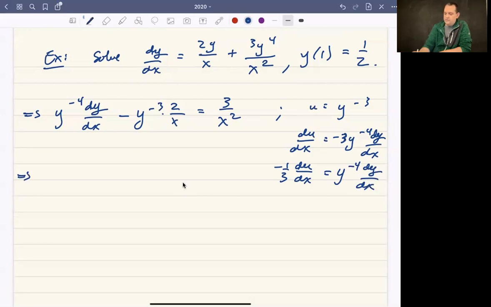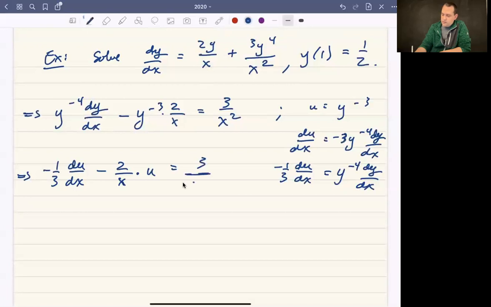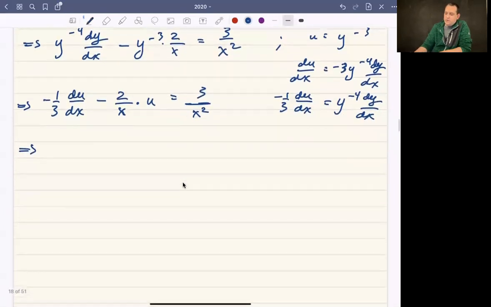And now we're ready to substitute. So our y to the negative 4 dy/dx is negative 1/3 du/dx minus, y to the negative 3 was u, so minus 2 over x times u. And the right side is just what it is, 3 over x squared. And notice that this is now a linear equation in u. So now we can use what we know, and we can solve this as a linear equation in u.